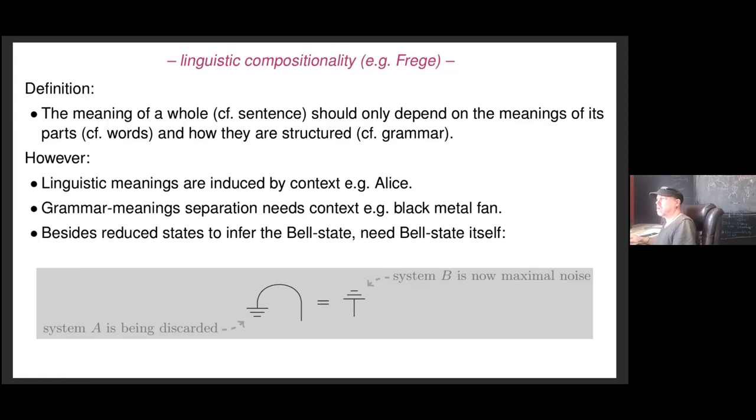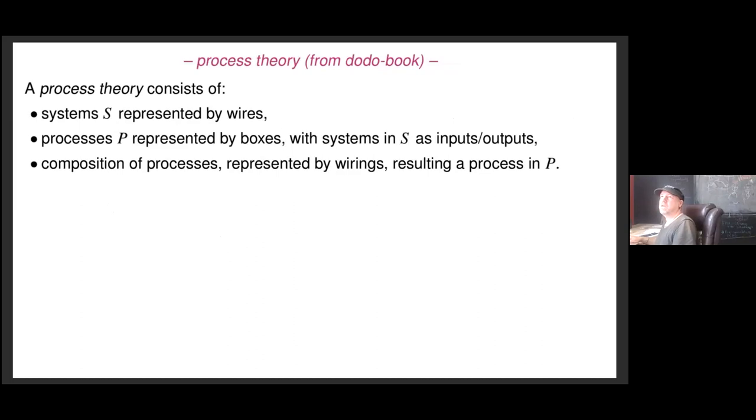And it's only really the last couple of days, or maybe a week or two, that I've been seriously thinking about this. And that's what I'll do now. I'll try to put forward a definition of compositionality, which is new and which actually fits completely this quantum stuff. So basically, we have a process theory, which is really what I've been talking about all the time. You got systems represented by wires, you got processes represented by boxes, with systems as inputs and outputs. We got composition of processes represented by wirings, and they, of course, have to form a process again.